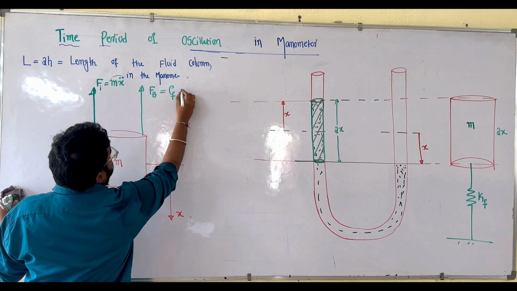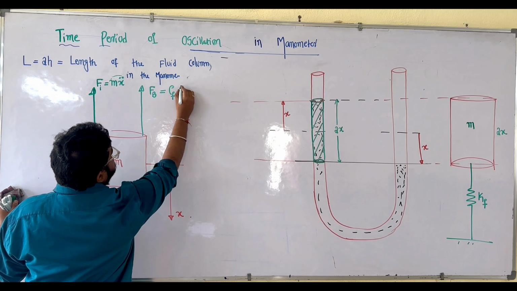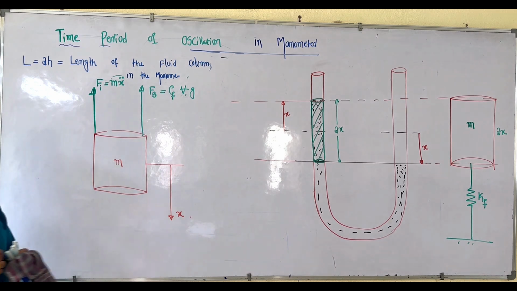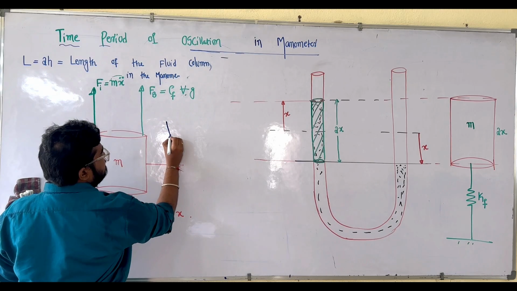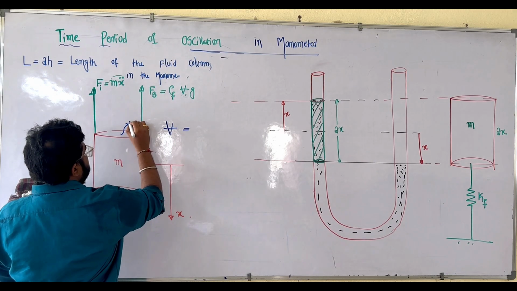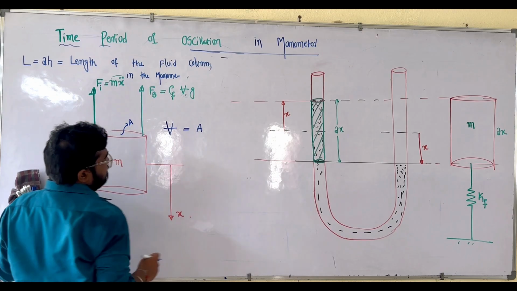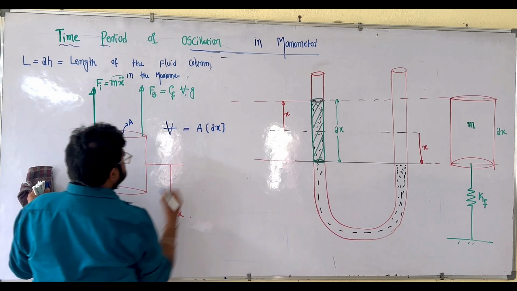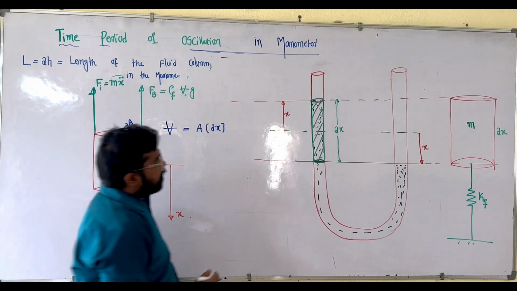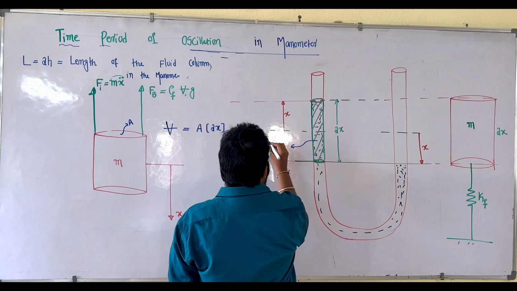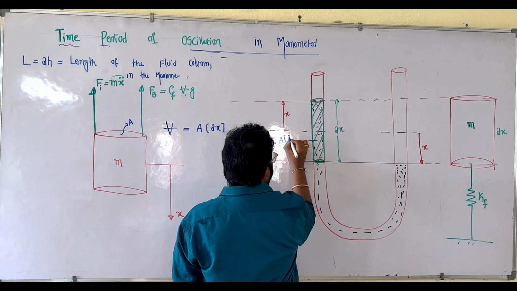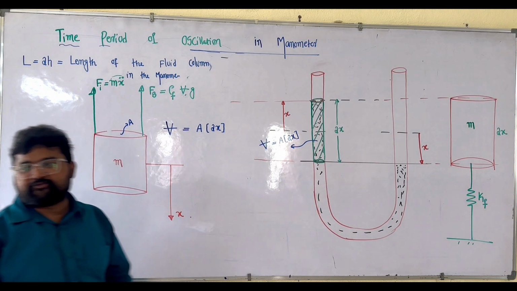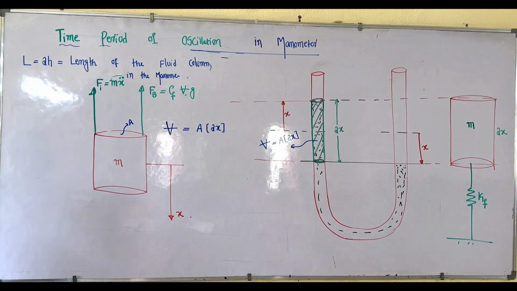Buoyant force is the density of the fluid into G into the volume of the fluid displaced. How much volume of the fluid is displaced here? This is the area A. Area of the projected portion into 2x, x down and x up. The total volume of the fluid displaced is A into 2x. This much volume of the fluid is displaced.